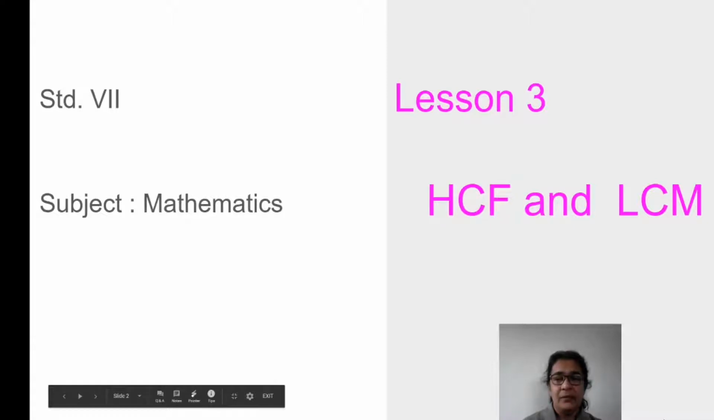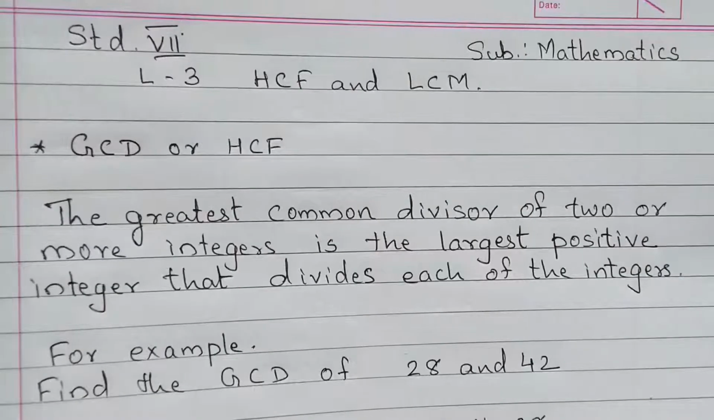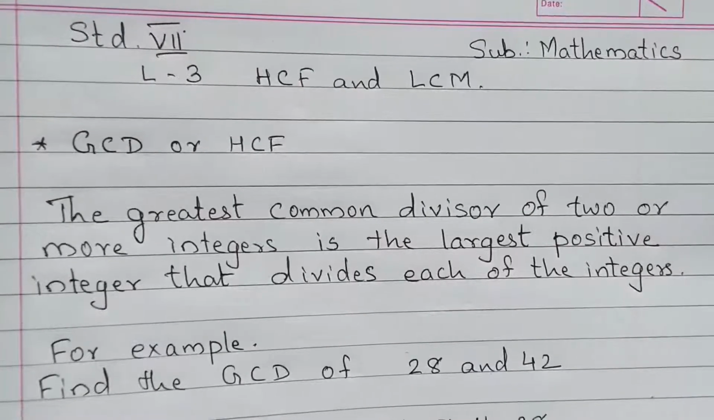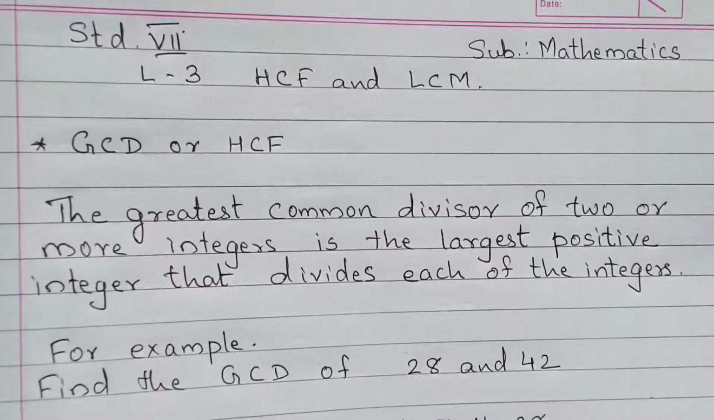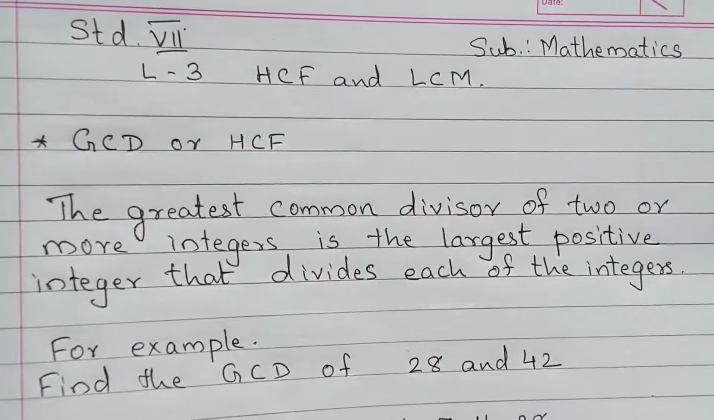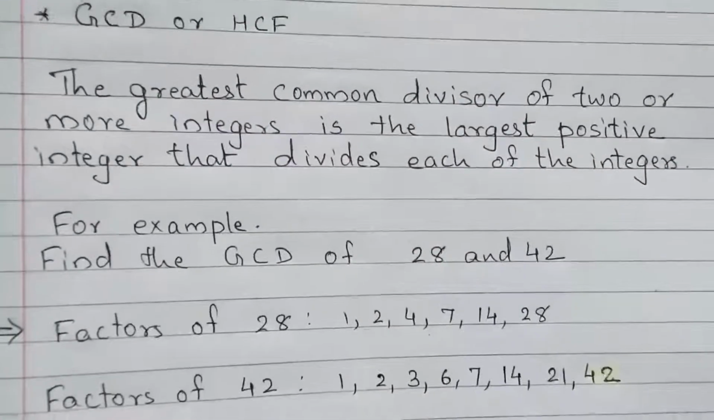But I hope you all are practicing. The greatest common divisor of two or more integers is the largest positive integer that divides each of the integers. You have learned HCF in the previous class. In the previous class, you used to find the HCF by writing the factors.